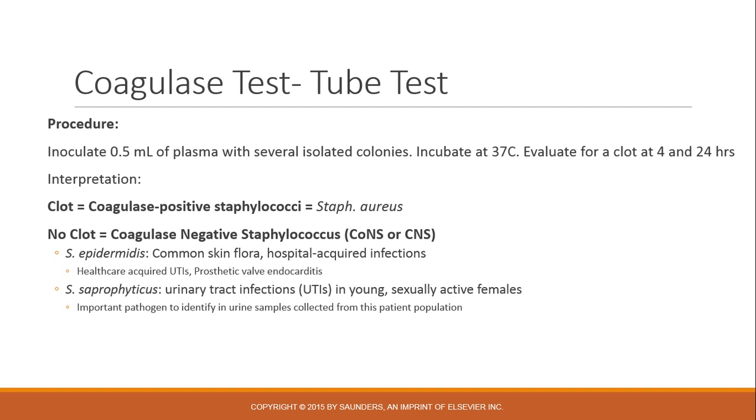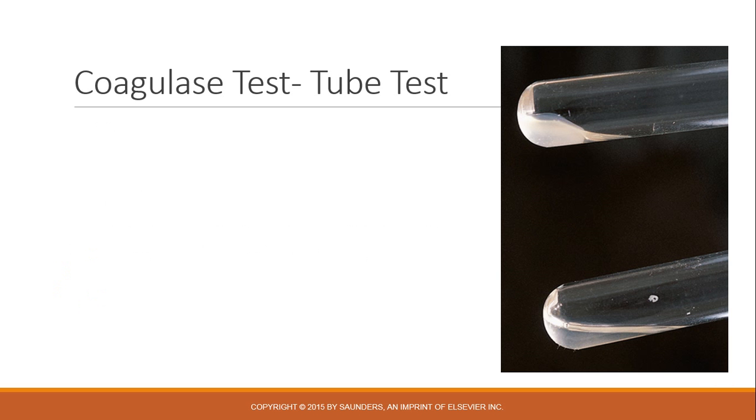And then we talked about Staph saprophyticus. Remember, it causes urinary tract infections in females. So we would only identify it if it's from that certain patient population. Okay? And that'll make more sense when we get in the lab and we start doing it.